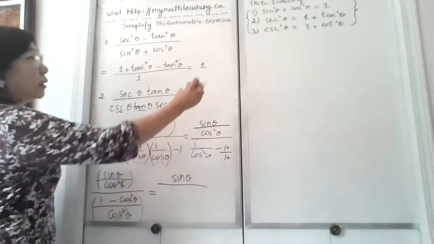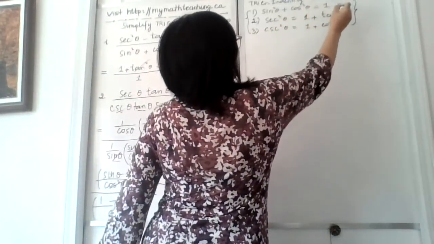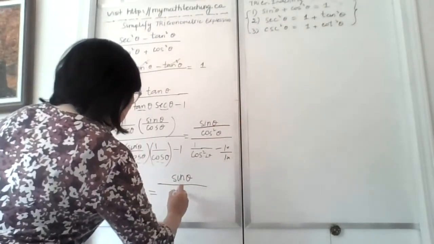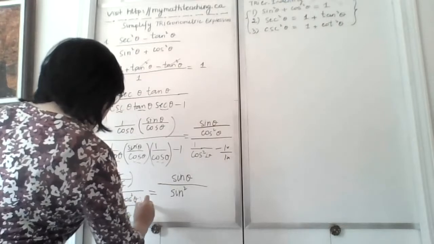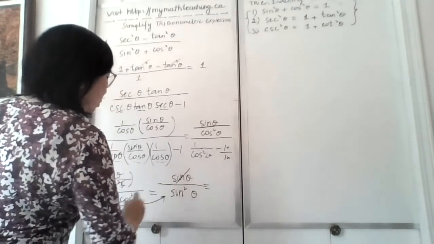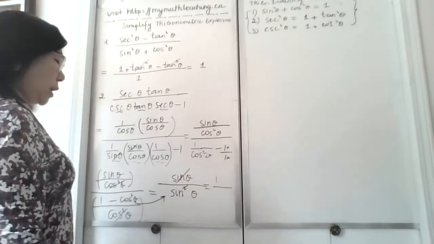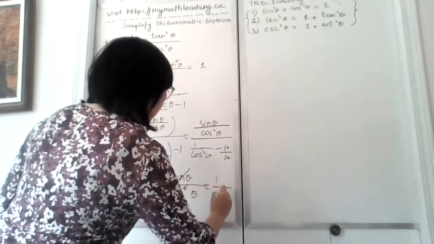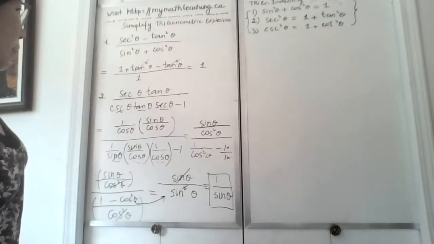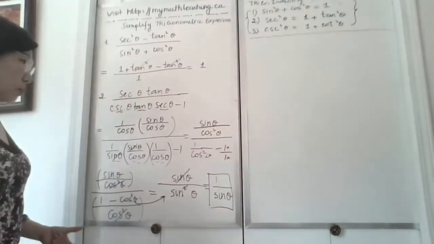Now 1 minus cos square theta, if I transform this equation, if I move this over here, I will have 1 minus cos square theta equals sine square theta. So this whole thing here will be equal to sine square theta. And now I can cancel the sine theta on top and put the 1 here. And down here, I can cancel the square. I'm left with sine theta. And this is the farthest I can go for the second simplification. So that's how you do it.